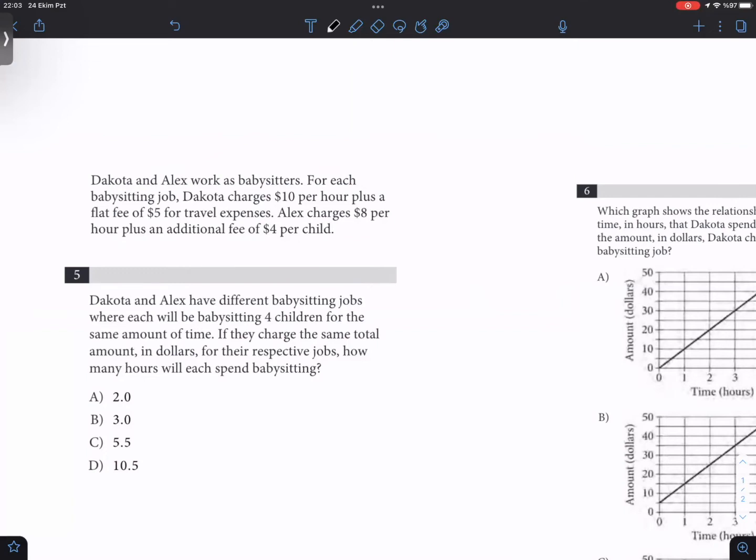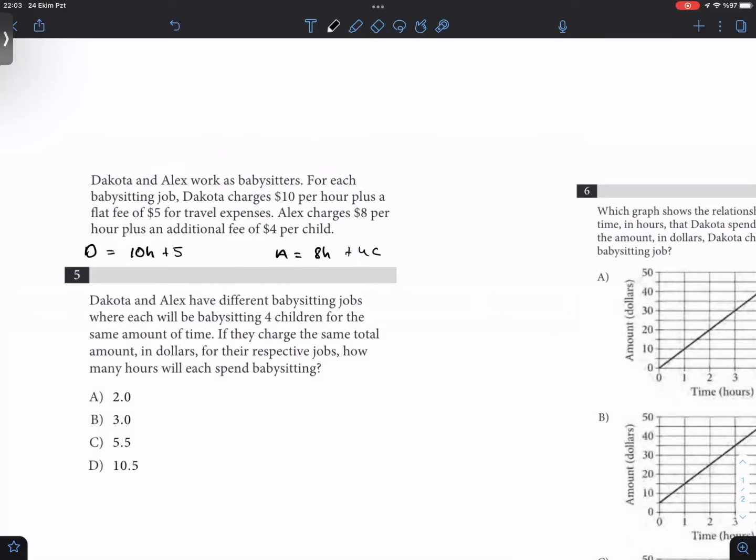What I like to do, before moving on to the question, is see how I could turn these into equations. Let's say H stands for hours and C stands for children. Dakota charges $10 per hour, so 10H plus 5. And Alex charges $8 per hour, so 8H, and an additional fee of $4 per child, so 4C.